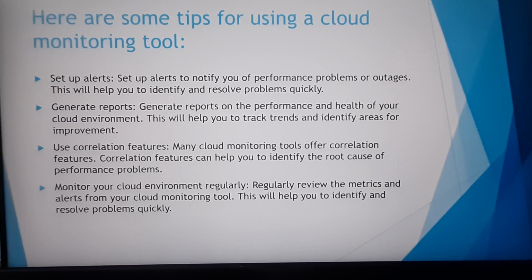And use correlation features. Many cloud monitoring tools offer correlation features. Correlation features can help you to identify the root cause of performance problems. Monitor your cloud environment regularly. Review the metrics and alerts from your cloud monitoring tool. This will help you to identify and resolve problems quickly.